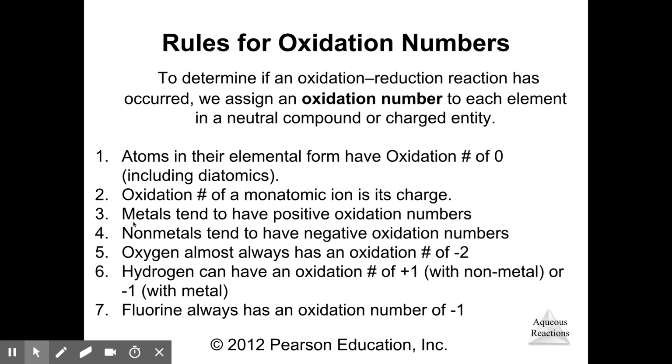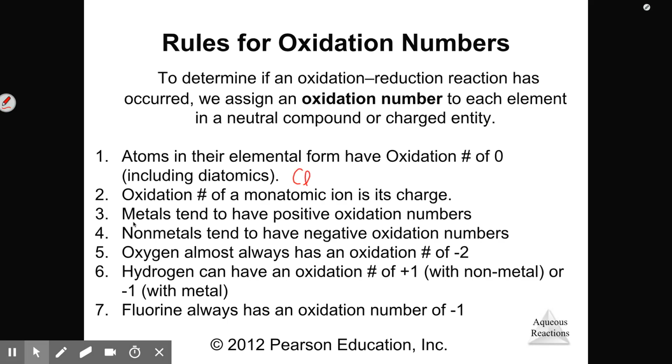So remember, a compound is neutral. So we've balanced the number of electrons, and we need to keep that in mind. When we do an oxidation reduction reaction, each of the compounds in the reaction has to be neutral. So atoms in their elemental form have the oxidation number of 0. This includes diatomics. So if you have something like chlorine gas in a reaction, that's going to have an oxidation number of 0. If you have something like solid copper, like in our copper lab, that's going to have an oxidation number of 0. There's nothing else to balance it out, so it has to be 0.